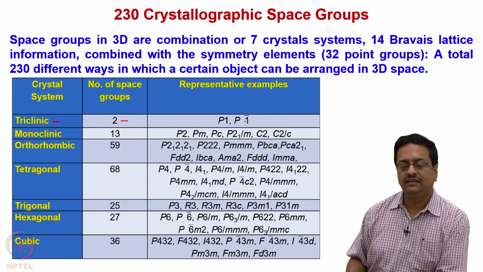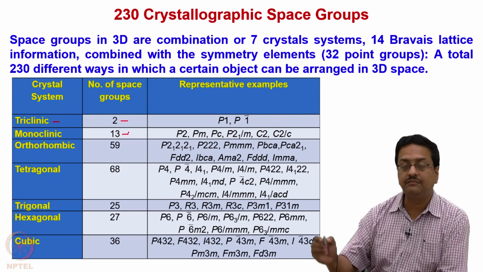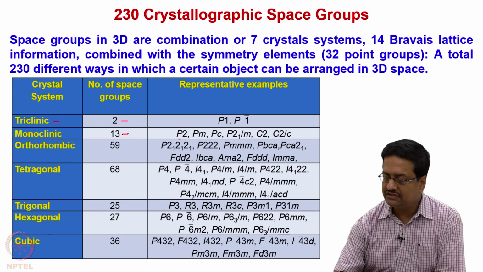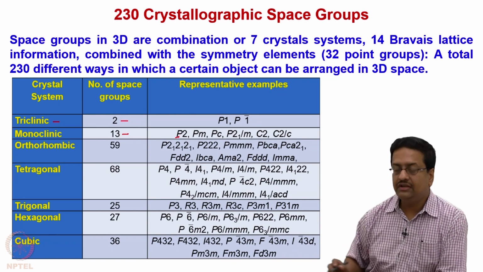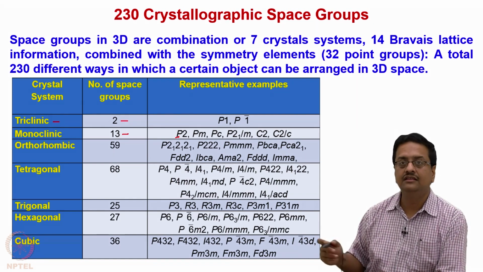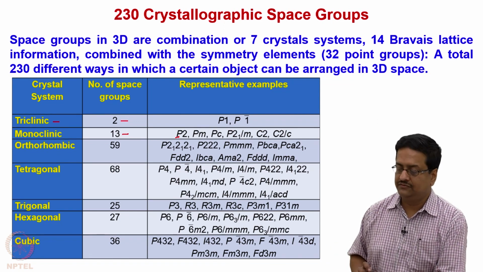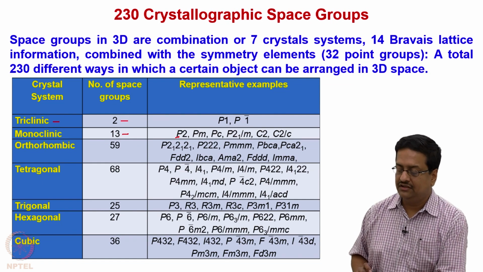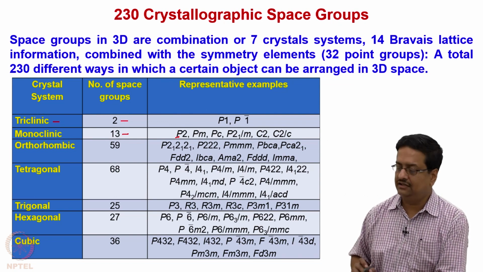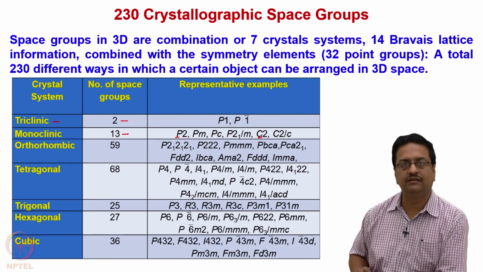The next higher symmetry crystal system is monoclinic. Under monoclinic, there are 13 space groups possible with different lattice settings. I have given some representative examples here: P2, PM, PC, P21 by M, C2, C2 by C. These are examples of monoclinic space groups with various symmetry elements present. See, there are 2 types of lattices possible in monoclinic, primitive and C-centered. So I have chosen both primitive and C-centered lattices as representative examples.